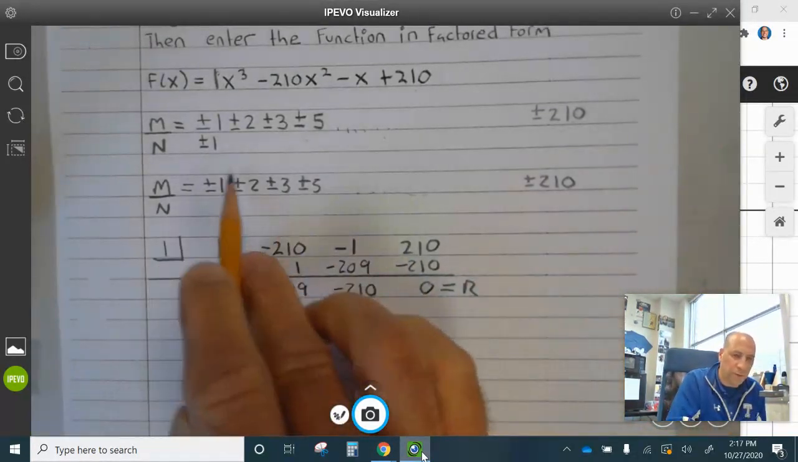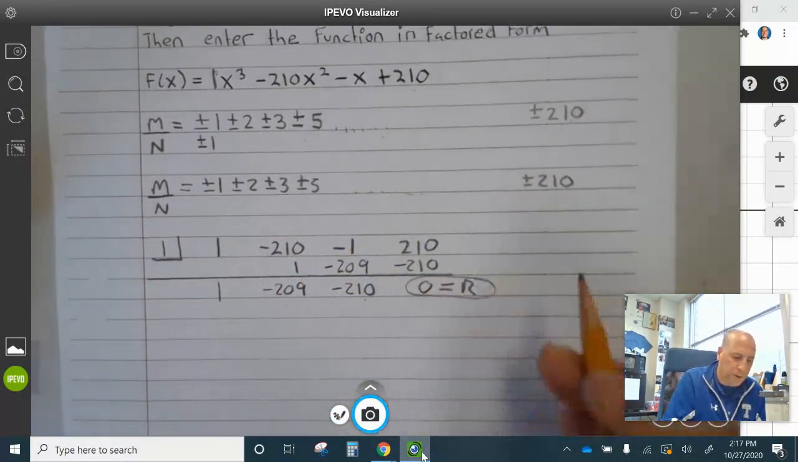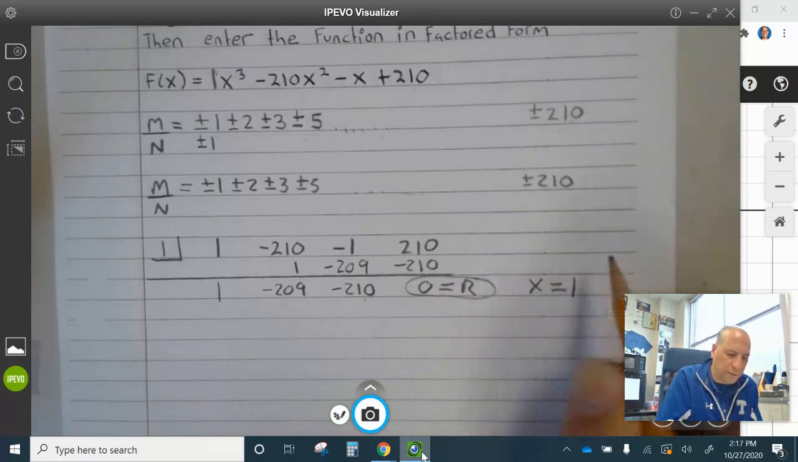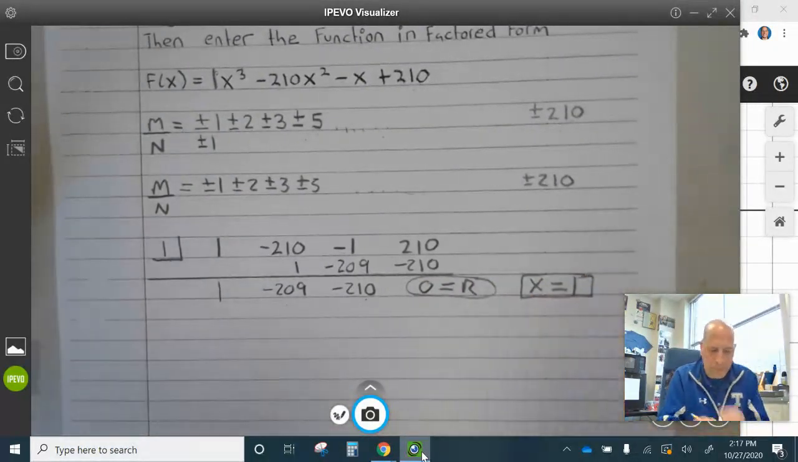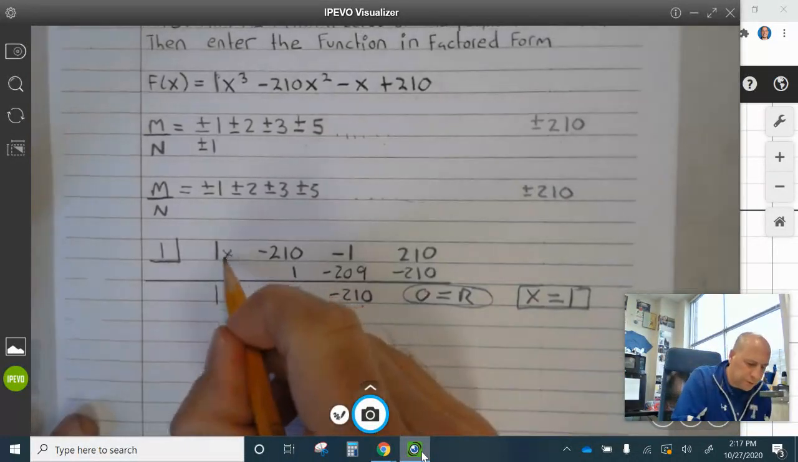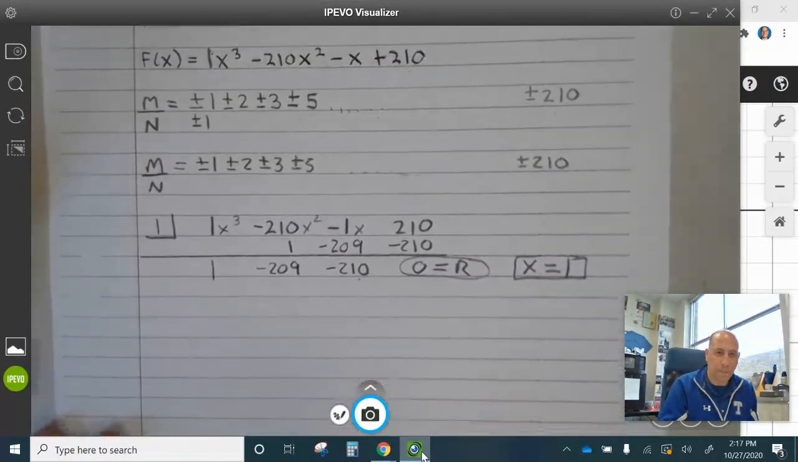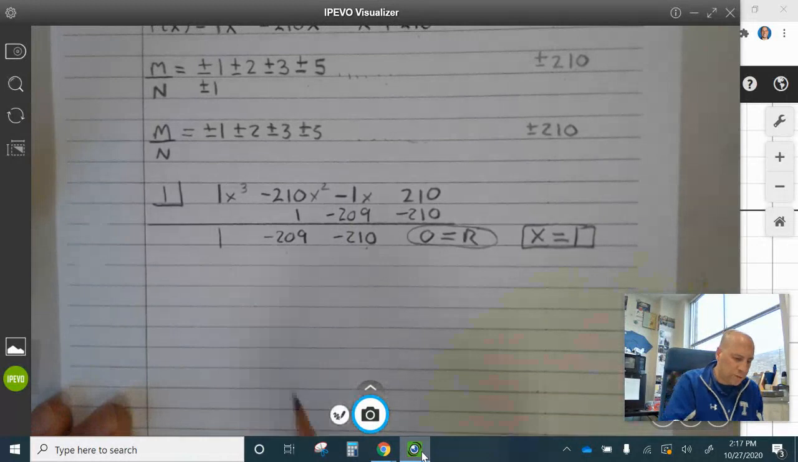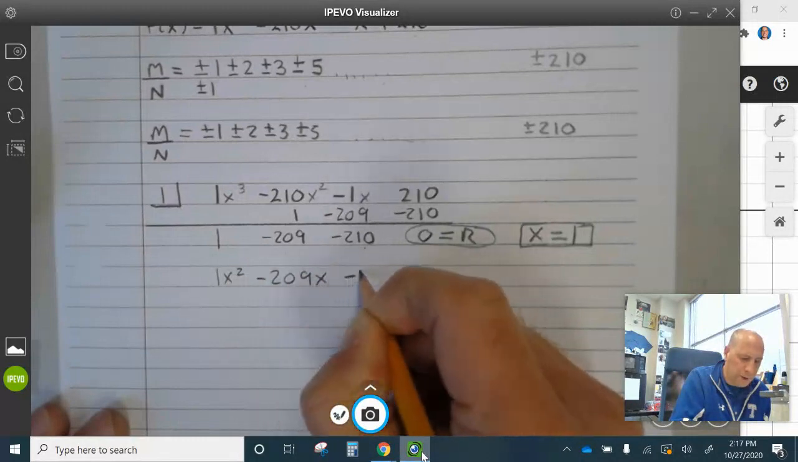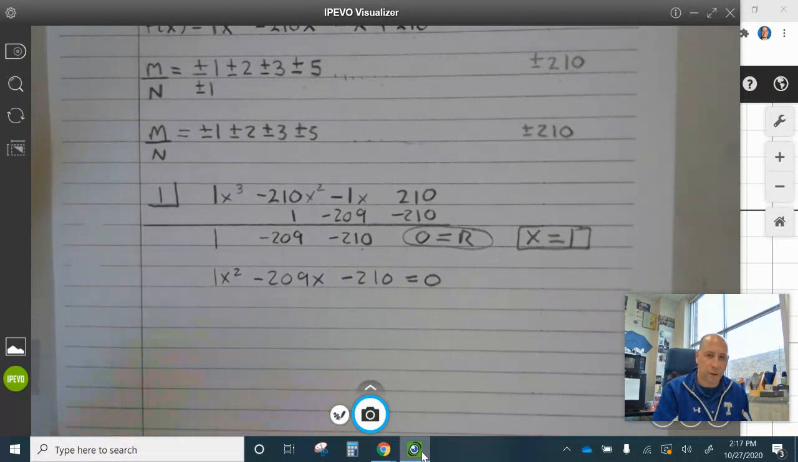That's what I mean. You don't have to go through all the factors because, in fact, we found it with just 1. Okay, so we know x equals 1 is a 0. Now we factor. This was x cubed, this was x squared, this was x. So now we know that this is 1x squared minus 209x minus 210 equals 0.